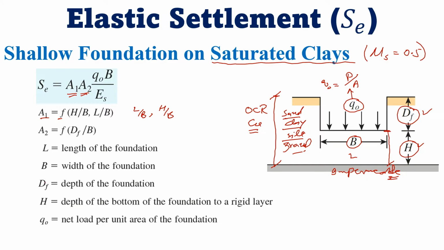L is the length, B is the breadth, Df is the depth of foundation below the soil surface, and H is the depth from the bottom of the foundation to a rigid layer. This layer is incompressible. We are not concerned how much load is applied. There will be no compression in this layer. The background is that if we have an incompressible layer below our saturated clays, then we can use this formula. Otherwise, we will be unable to use this formula for calculation of elastic settlement. And q naught is the net load applied per unit area of the foundation. I already told that q naught is equal to P by A, force per unit area.